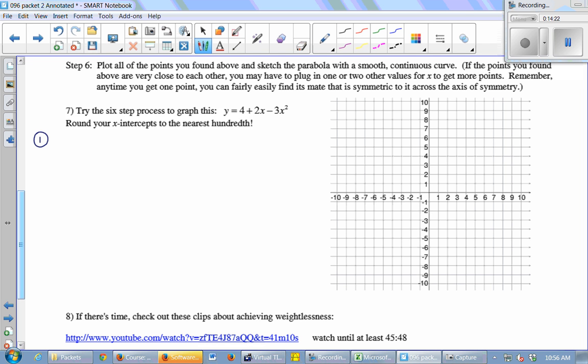-3. The a value is the number attached to the x squared. So if it helps you, you might want to rewrite this in the standard order, -3x squared plus 2x plus 4. Right. The a value is always the number attached to the x squared, not just the first one you see. So in this case, a is -3, which is less than 0, negative, which means that the graph opens down.